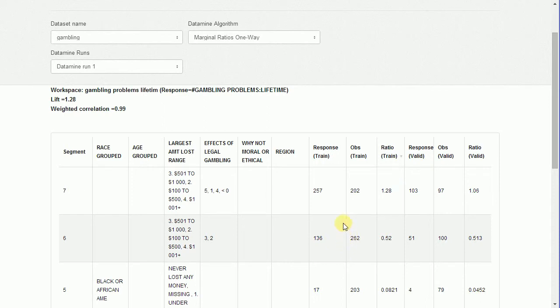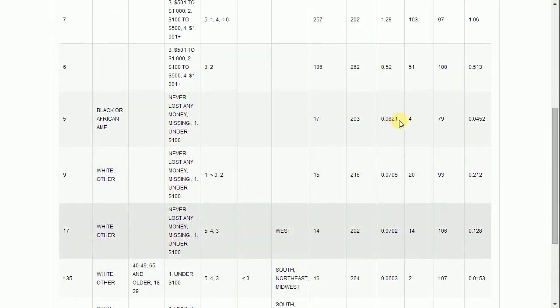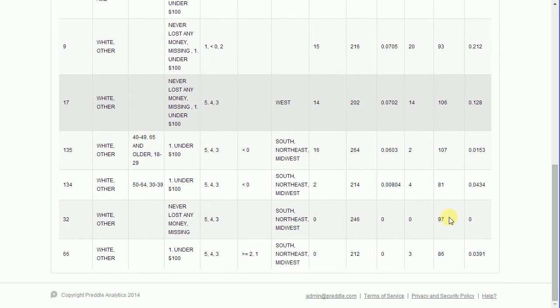So let's just eyeball the average gambling scores between training and validation data to get a feel for what's happening. For the top ranked segment, the average score on the training data was 1.28. While on the validation data it's 1.06. That's not bad. On the next segment down, it's 0.52 compared to 0.513. That's pretty good. And the rest of the segments line up pretty close. You can see here 0.0821 versus 0.0452. This one's not great. 0.0705 versus 0.21. As we get down here, we can see 0 versus 0, and 0 versus 0.0391.